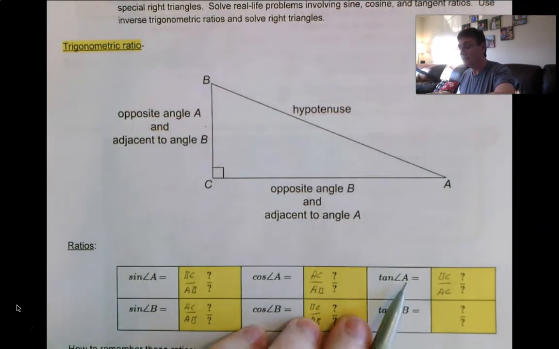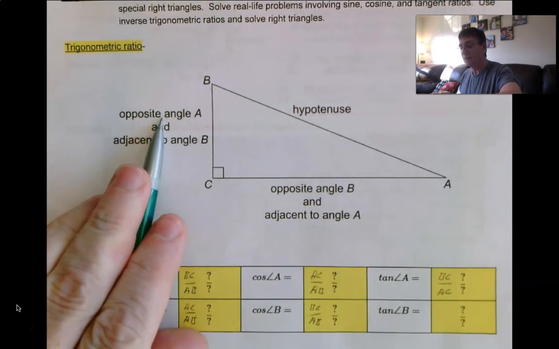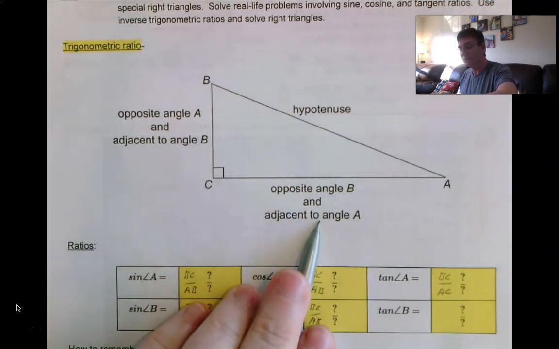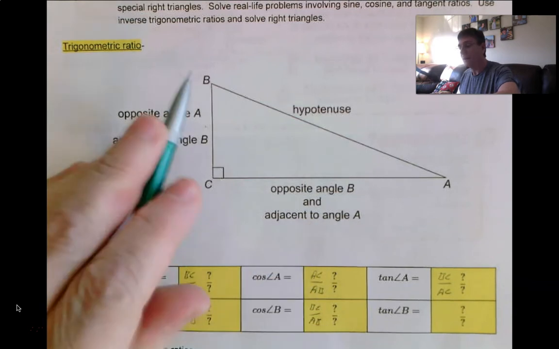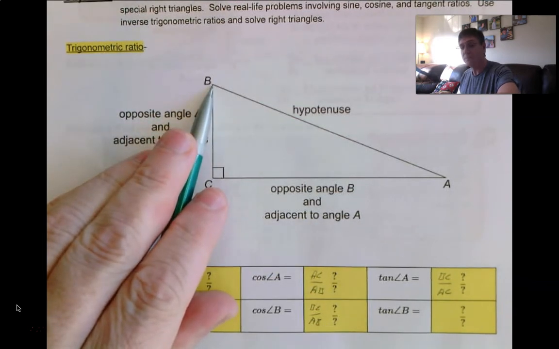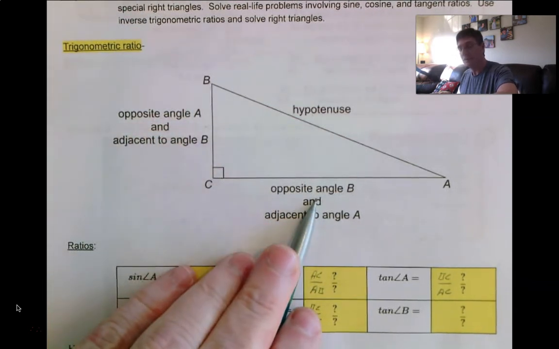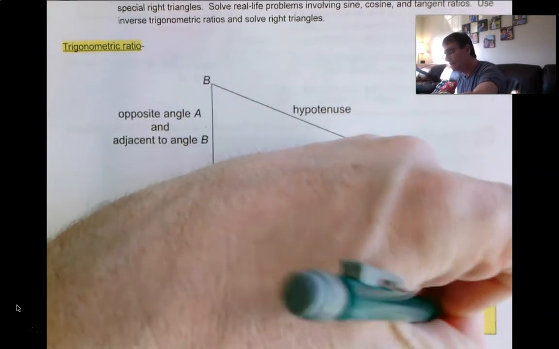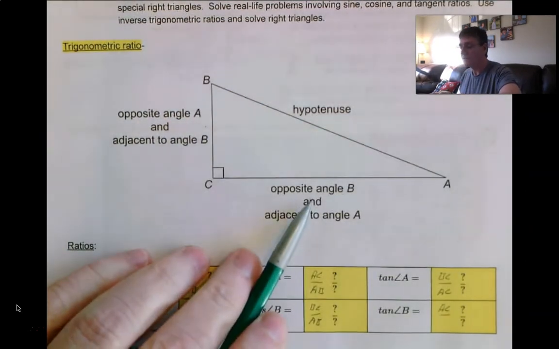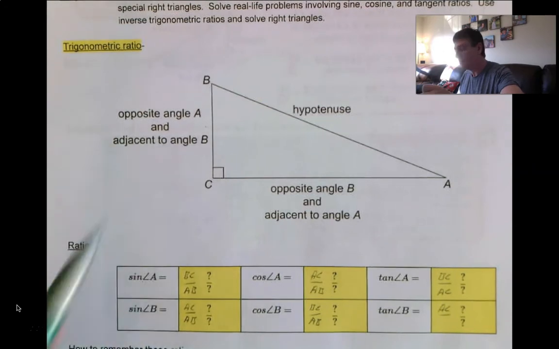Tangent of angle B. Tangent of angle A was opposite angle A over adjacent to angle A. But now we're at B. What's opposite angle B is AC. And what's adjacent to angle B is BC.